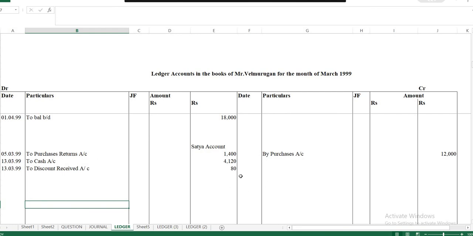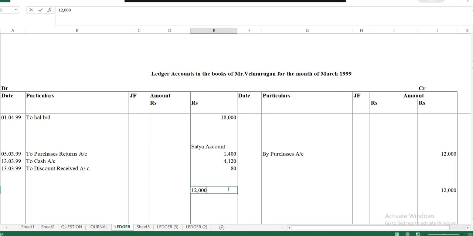Okay, let us do it for this one. On this side, you total it up: 1,400 and then 4,120 and then 80 rupees. So 5,600 is actually this side's total. The other side's total is 12,000, which is higher. So 12,000 you mention on both the sides.